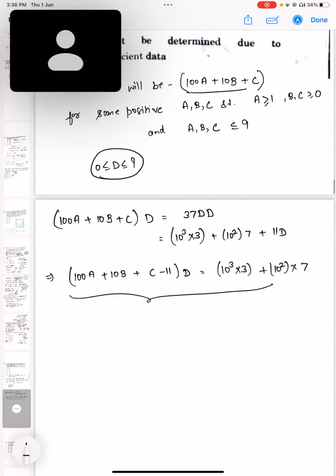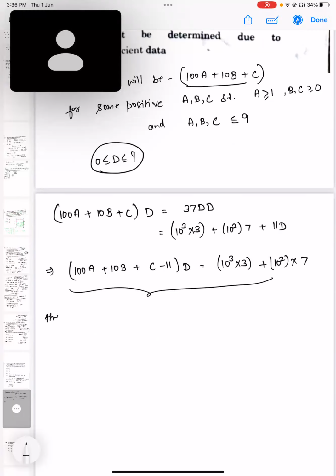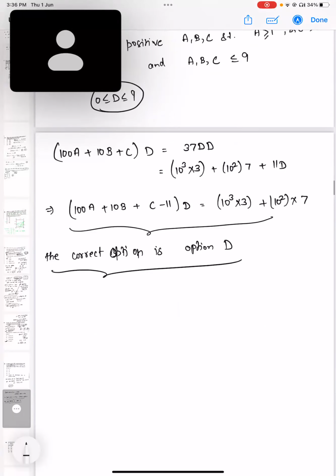So the correct option is option D. The values cannot be determined from here because we do not know D. Once we have D with us, then probably we could find some values of A, B, and C by comparing both sides. But with only this information, we can't really find the values.